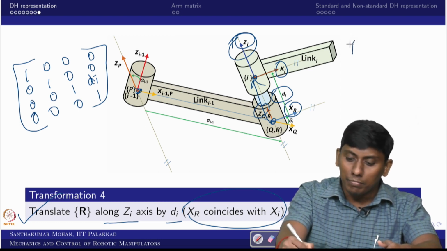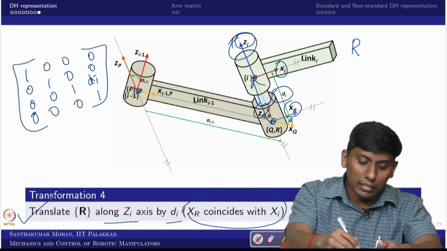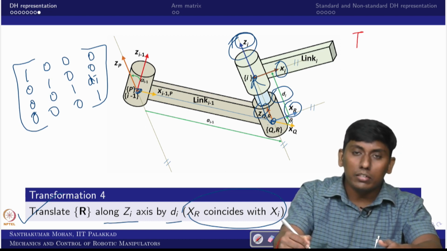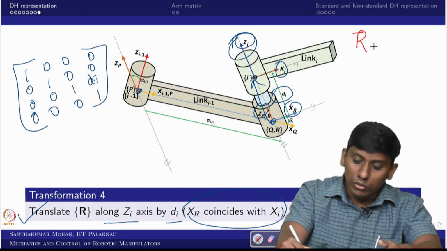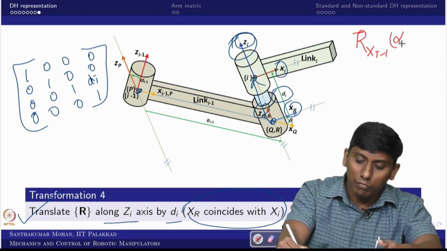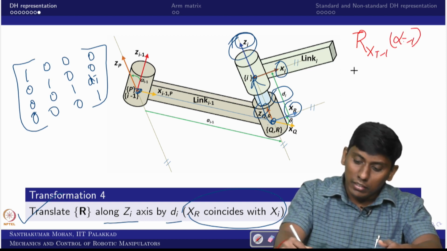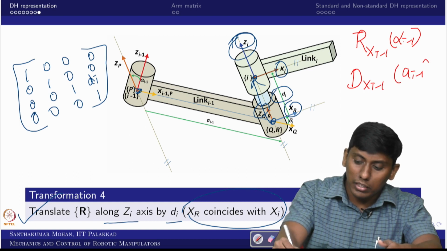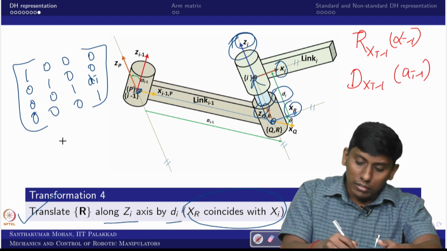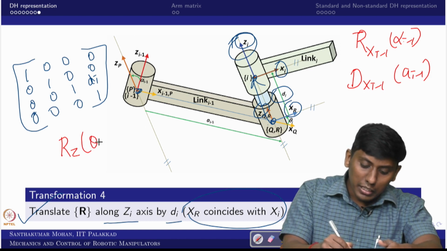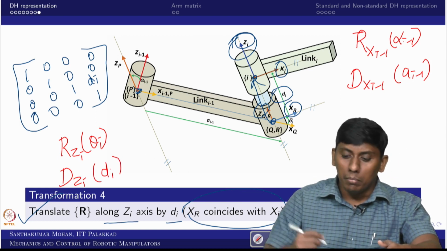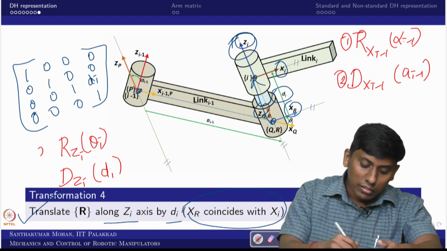I will write them in order. First is the rotation about xi minus 1 by alpha i minus 1. Then the translation along xi minus 1 by a distance ai minus 1. The third is the rotation about z by theta i. Finally, we translated along zi by a distance di. These are the 4 operations: the first, the second, the third, and the fourth operation.